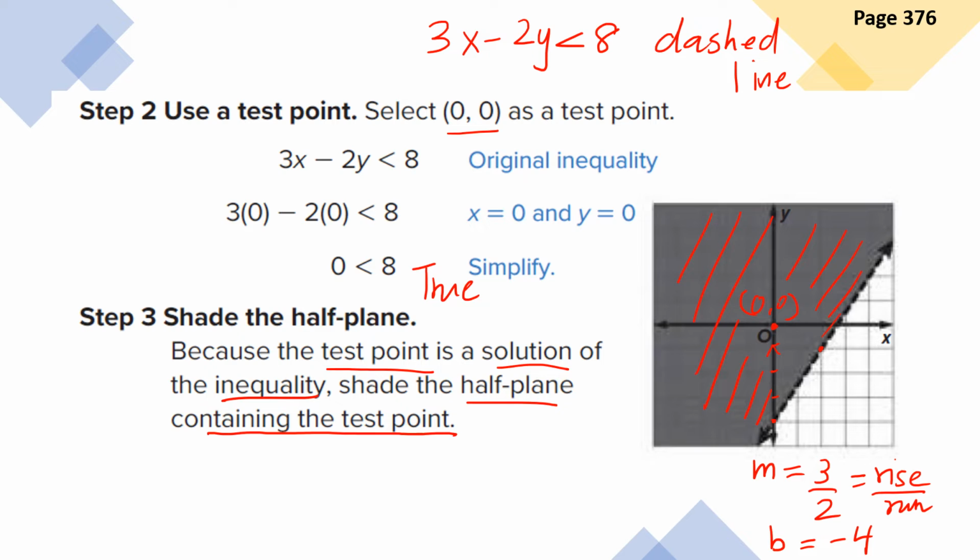So any point that lies in this shaded area would be a solution of the inequality. But if it lies on the boundary, it will not be a solution. If it lies outside, it will not be a solution. So for example, you are given an inequality 3x minus 2y less than 8, and we need to draw its graph. Then how are we going to do it?